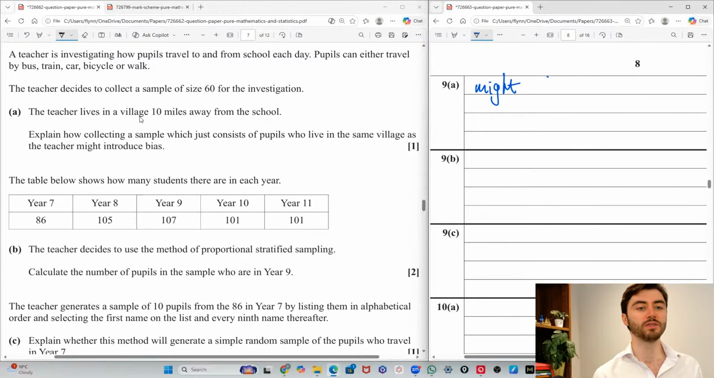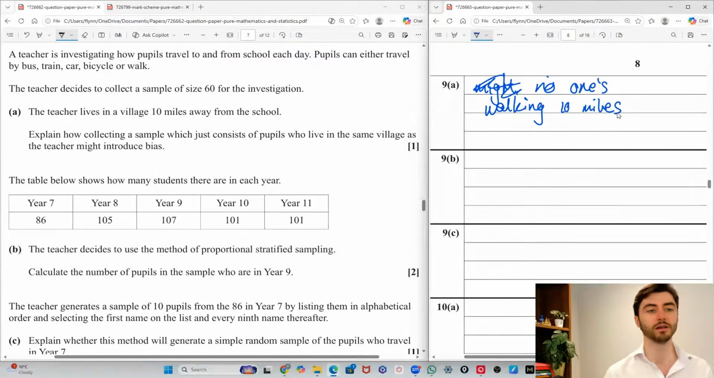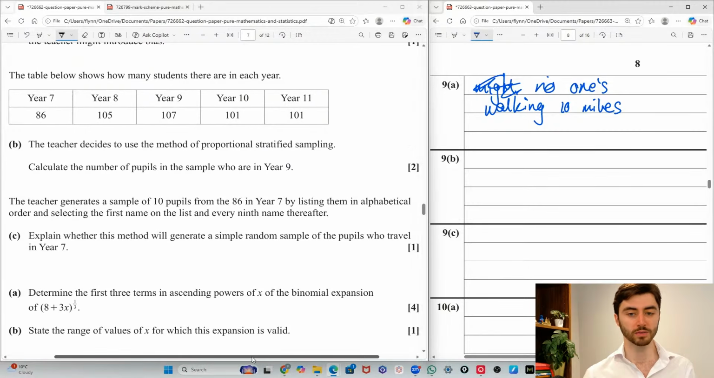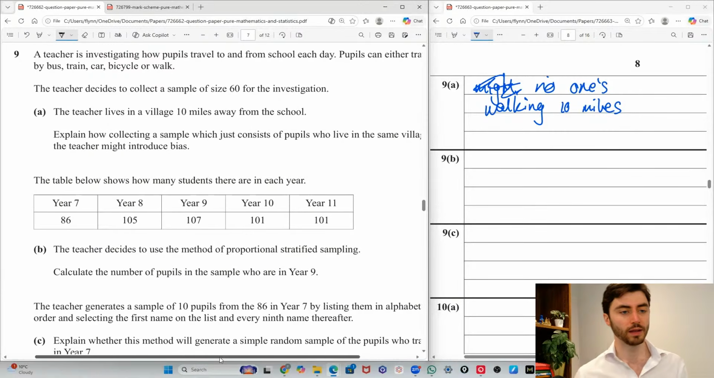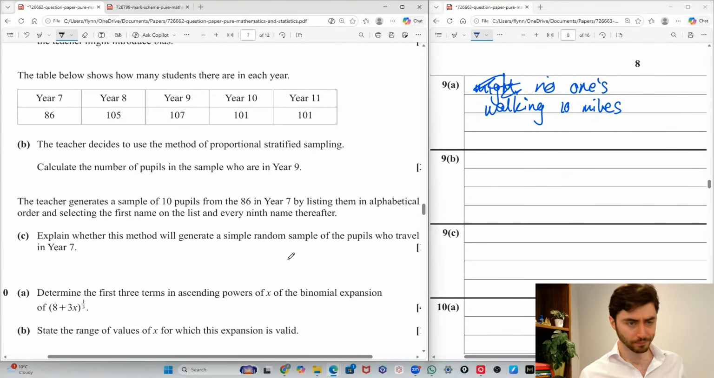But also the teacher lives in a village 10 miles from the school. So no one's going to be walking 10 miles. I'm going to say, yeah, no one's walking 10 miles, full stop, the end. So that would certainly favor bus, train, or car. That's the most obvious one, so that's the one I'm going to go with. But there could be things like maybe the village has a very good train line, so a lot of people would be wanting to use that train line. Maybe there's a set bus route. Maybe driving is difficult. There's a lot of options I imagine they'll accept there.